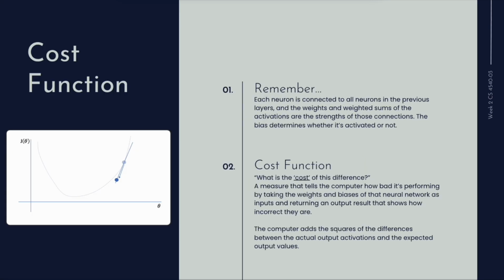As we learned in the previous week, each neuron in a neural network is connected to all neurons in previous layers, and the weights and weighted sums of the activations are the strengths of those connections. The biases determine whether the neurons are activated or not. The cost function in gradient descent is a measure that tells a computer how badly it is performing by taking the weights and biases of that neural network as inputs and returning an output result that shows how incorrect they are. This is calculated by adding up the squares of the differences between the actual output activations and the expected output values.